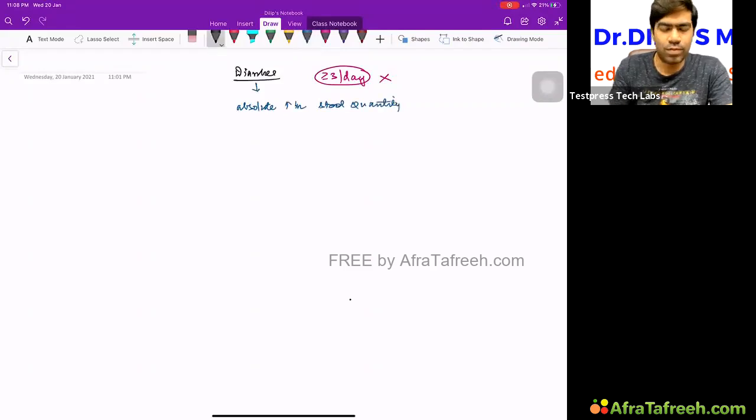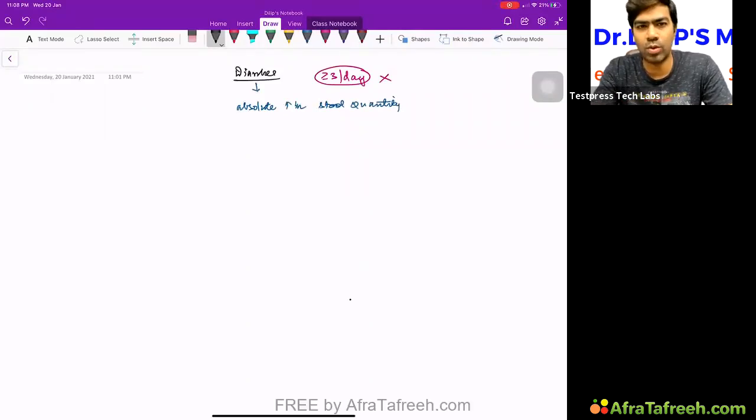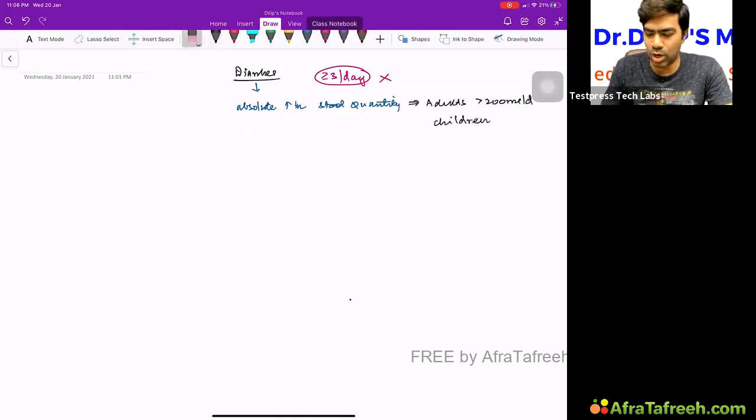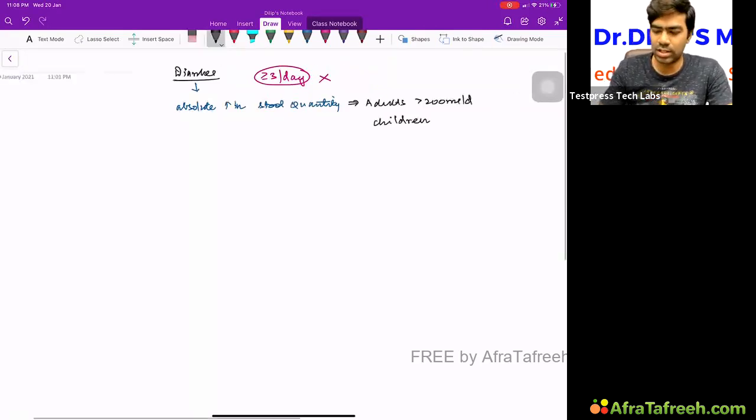So what is the normal stool quantity for that matter? Normally stool should be less than 200 ml per day or less than 200 grams per day. That is the normal quantity of stool in an adult. If an adult passes more than 200 ml per day, that is what we define as diarrhea. In children, it cannot be the absolute number because children's body weight is less, and the body surface areas are different. So as far as children are concerned, if the amount of stool passed is more than 10 ml per kilogram per day, then you can call it diarrhea.